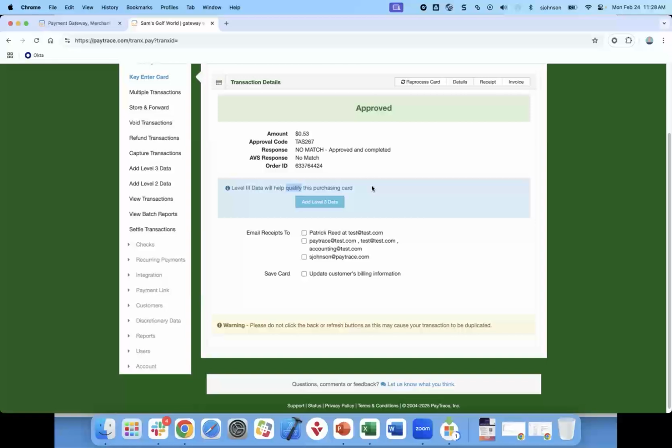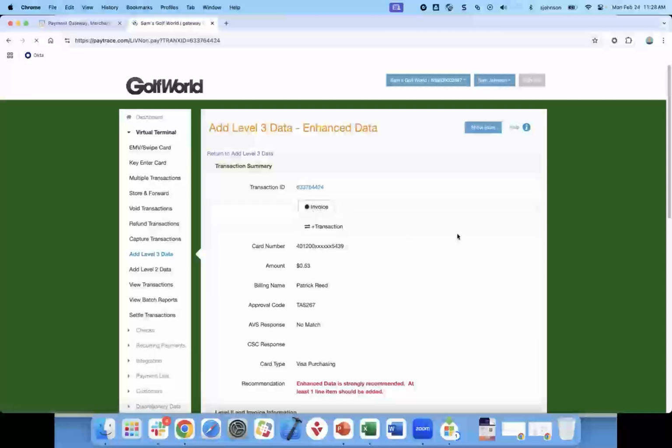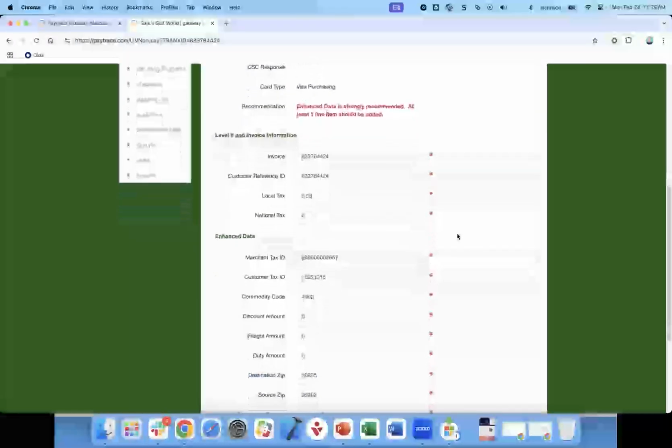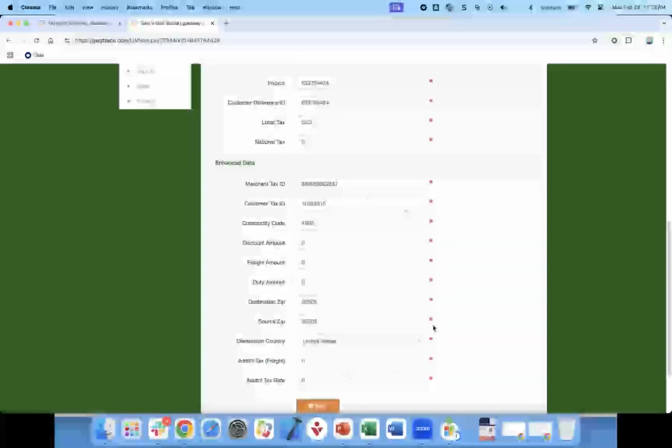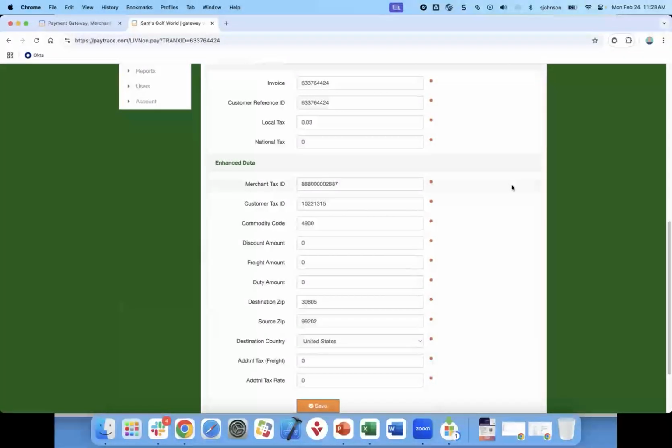So, cool thing number one is that every single time a level two or a level three eligible transaction hits our system, we're going to recognize that, right? So that's the first cool thing. And number two is we make that data entry seamless. When I click on that add level three data button, it's going to take me to another page that has all of these different fields for level three information. Notice that all of them are pre-populated, right?